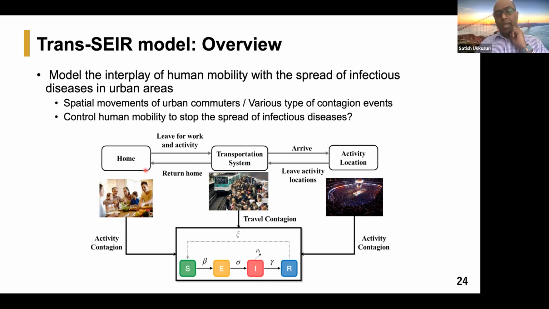We have movements of people from home to work, and they use a transportation system where they come into a lot of contacts, and then they do other activities once they reach their next location. So we look at travel contagion and activity contagion, and integrate this into what we call a transportation SCIR model.